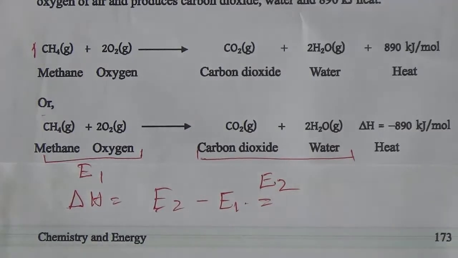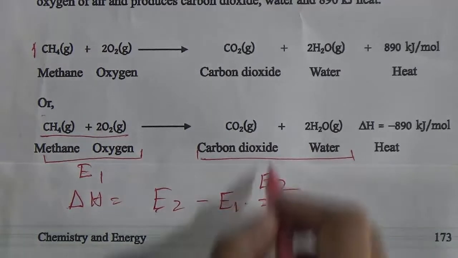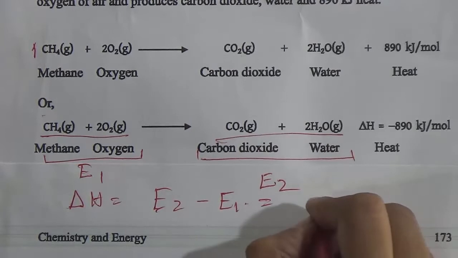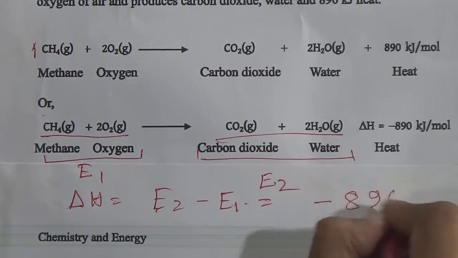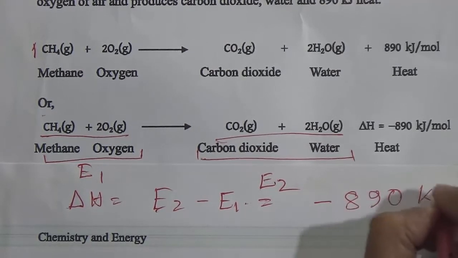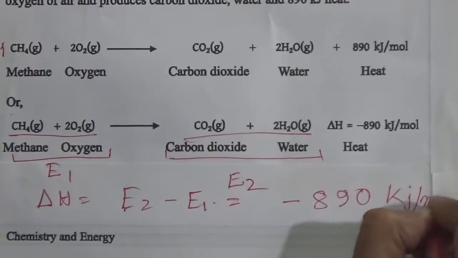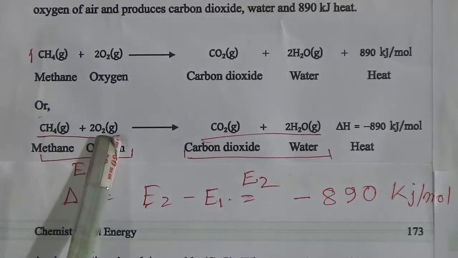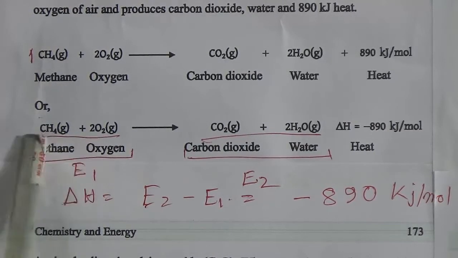This means here the energy of the reactants is more than the energy of the products. That's why we get minus 890 kilojoules per mole of energy. And from where do we get the energy? By breaking their bonds.